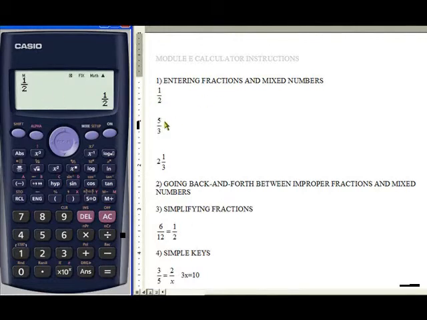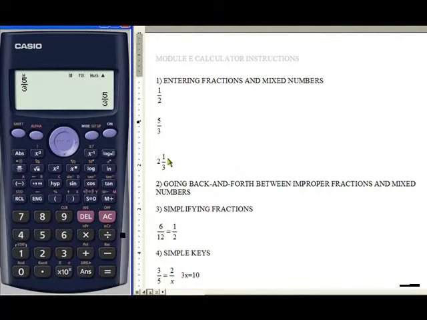Now let's enter 5/3. You push the fraction button again, 5, right arrow, 3. And right arrow to get out of the fraction mode. When you push equal, 5/3. So it kept it in the memory.